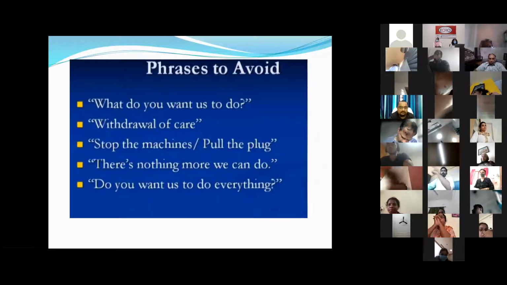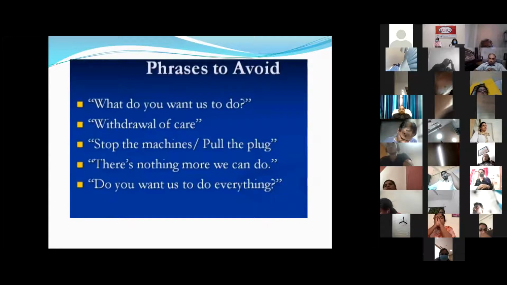And most of the time we bluntly make some statements to such patients. So there are some phrases we have to avoid in such patients. Okay, what do you want us to do? You want us to make this patient walk? Please do not use such phrases. And some patients may be on just supportive care. They may not get any cancer-directed or disease-directed treatment. Do not tell them that we have withdrawn the care. And do not say that we can't do anything. At any point of time, even when the patient is dying, you can do something. So never say that you can't do anything.